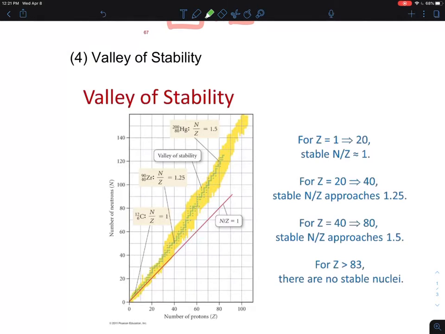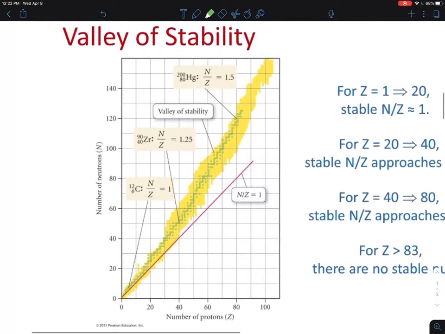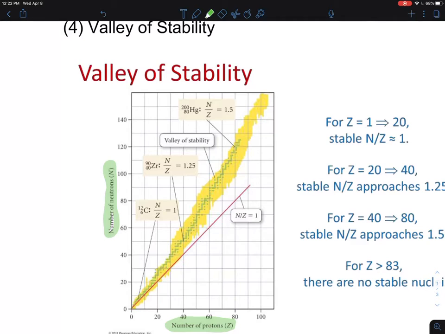Let me turn off the light. The valley of stability is what is being written here. Let me blow it up. This is from your class, and you see the number of protons here. That's Z. Then this is the number of neutrons, that's N. And then this is a line that shows N equals Z.